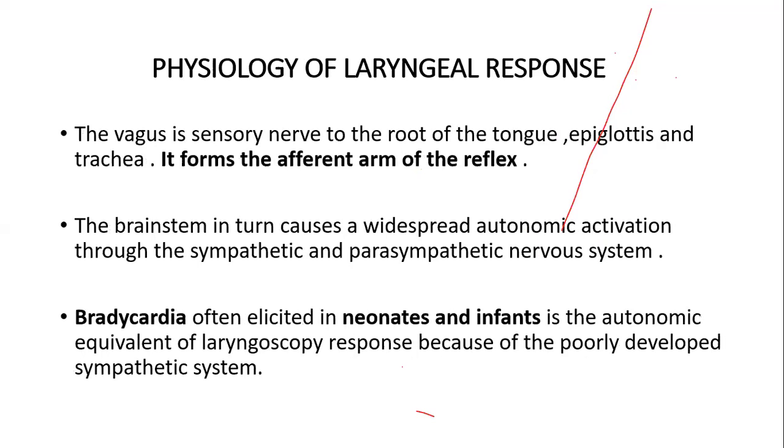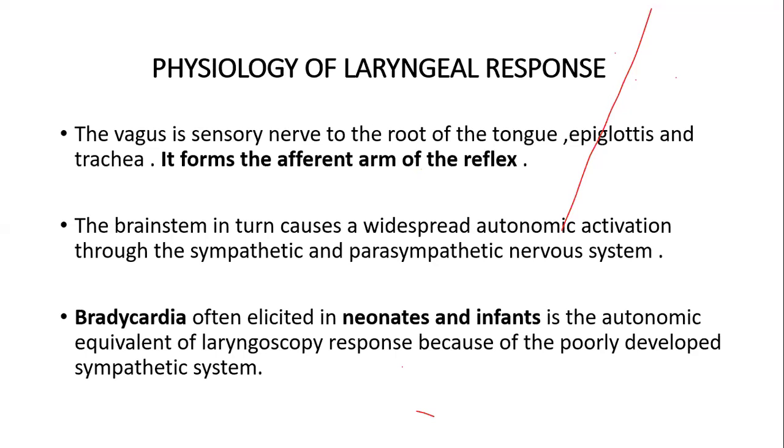The vagus is a sensory nerve to the root of the tongue, epiglottis, and trachea, and this forms the afferent arm of the reflex. The brainstem in turn causes a widespread autonomic activation through the sympathetic and the parasympathetic nerves. It must be noted that bradycardia, often in neonates and infants, is the autonomic equivalent of the laryngoscopic response because of the poorly developed sympathetic system.